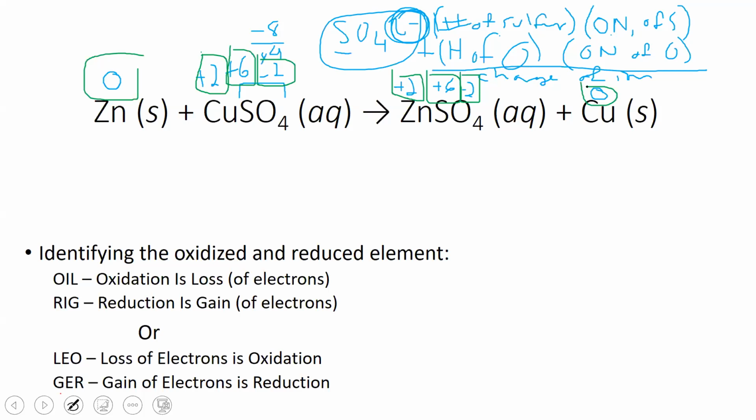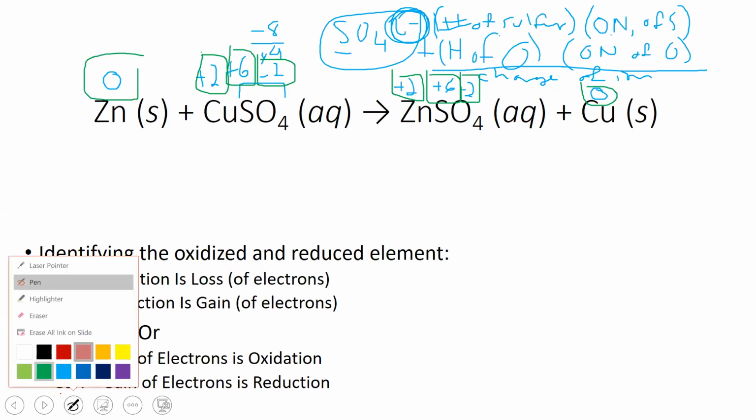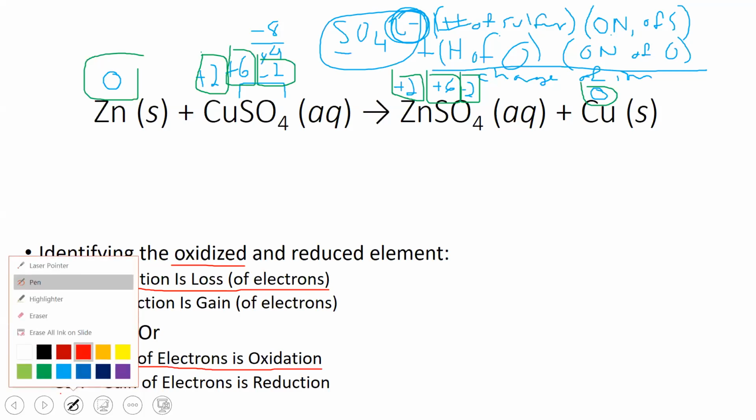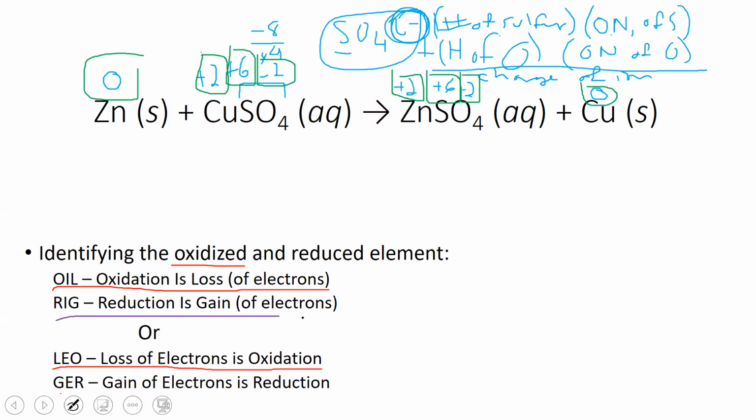But what we want to do here now is identify what is oxidized and what is reduced. The thing that is oxidized is losing electrons. So oxidized means it's a loss of electrons. We've got 2 mnemonics here, and each expresses that oxidation is the loss of electrons. And reduction is a gain in electrons.